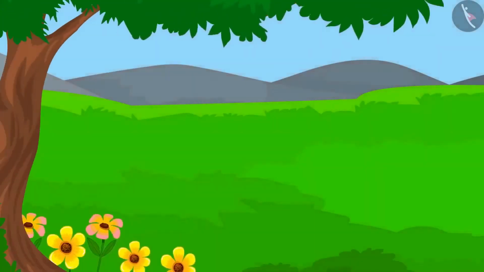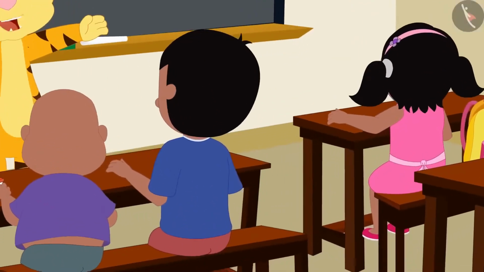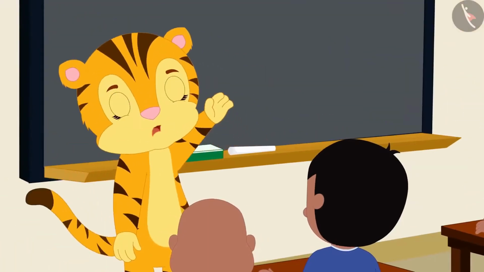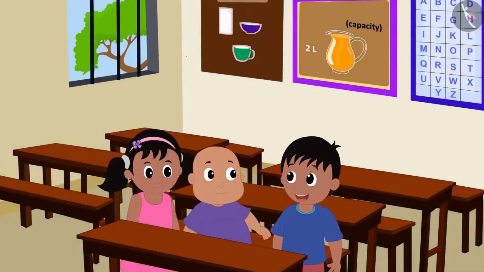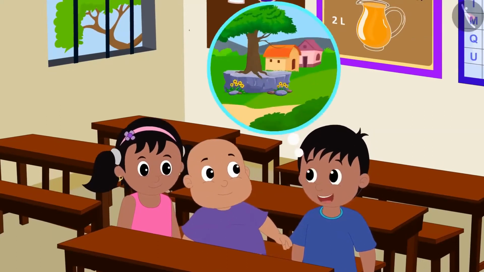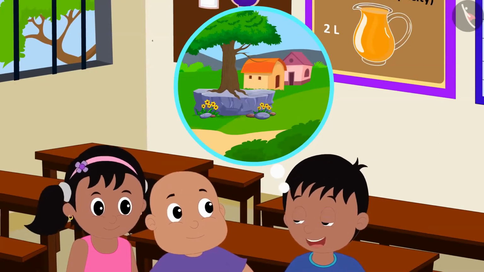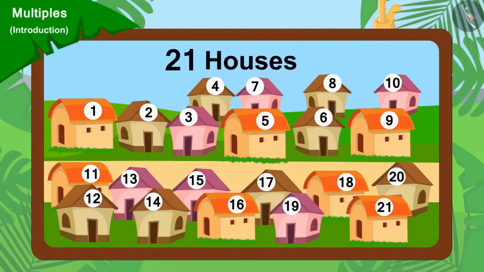Hello children, in this video we will learn about multiples. Raju, Pinky and Bablu have been assigned the task to collect donations to help the poor by their teacher Mrs. Khan. Raju told Pinky and Bablu a plan. He said that they would not go to the same house but go to different houses. There are a total of 21 houses in the village.